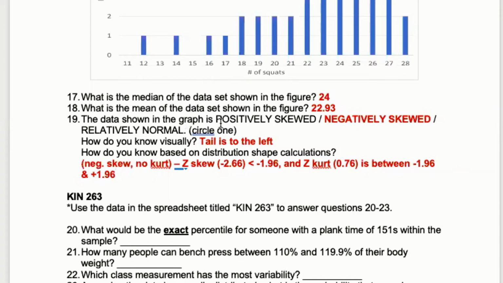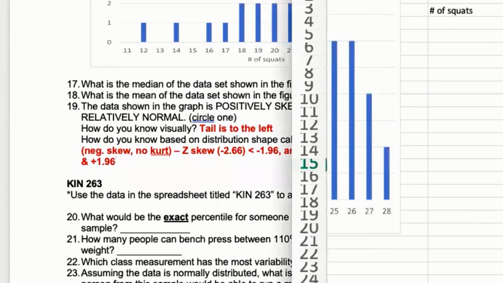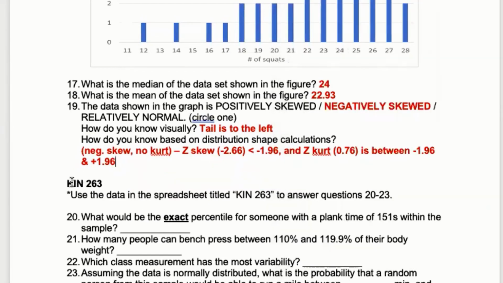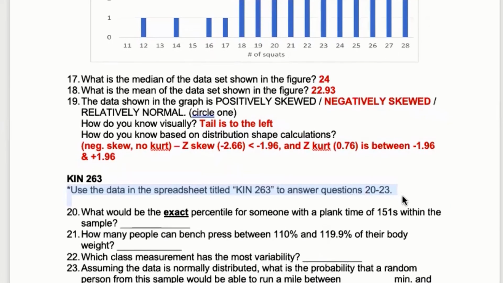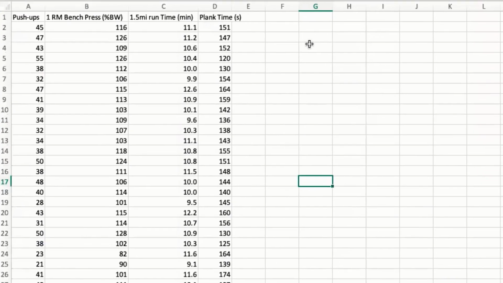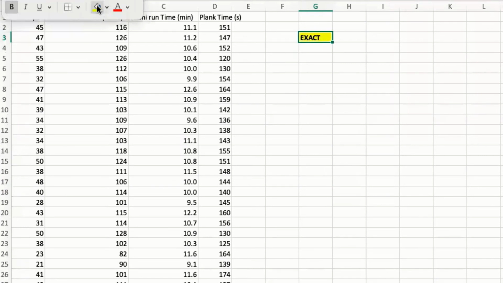All right. I've indicated that KIN 263 is our next data set for questions 20 through 23. First question is, what is the exact percentile for someone with a Planck time of 151 seconds? So I'll put exact percentile over here, so that we don't get confused.